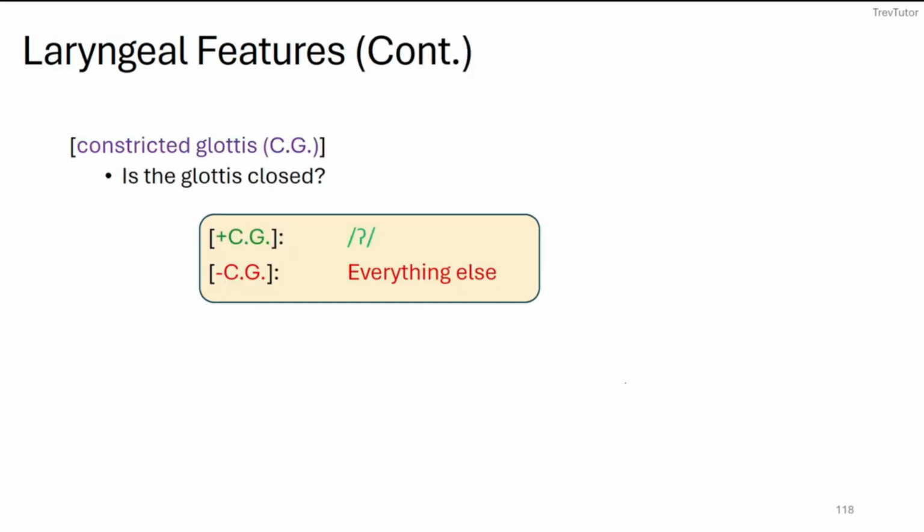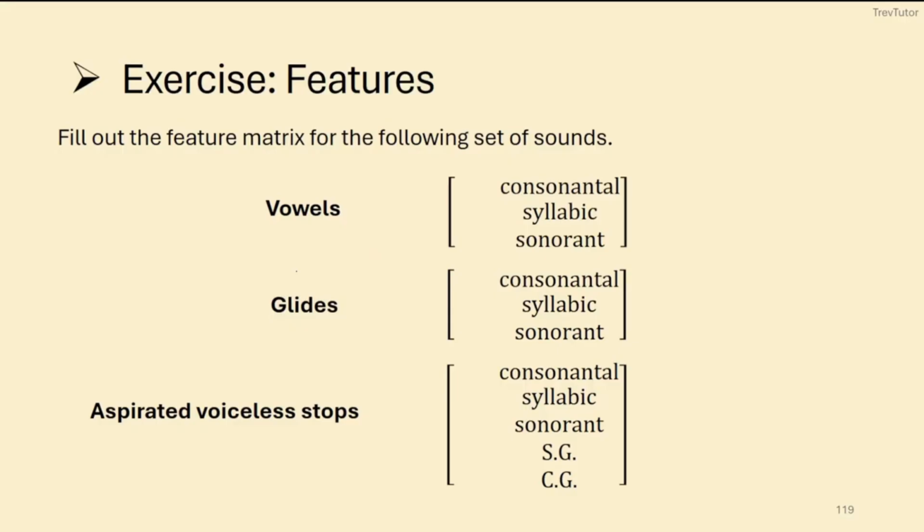Constricted glottis is asking if the glottis is closed, and the only sound that we have in English that does this is our glottal stop. Everything else is going to be minus constricted glottis. So let's fill out some feature matrices for these sets of sounds.